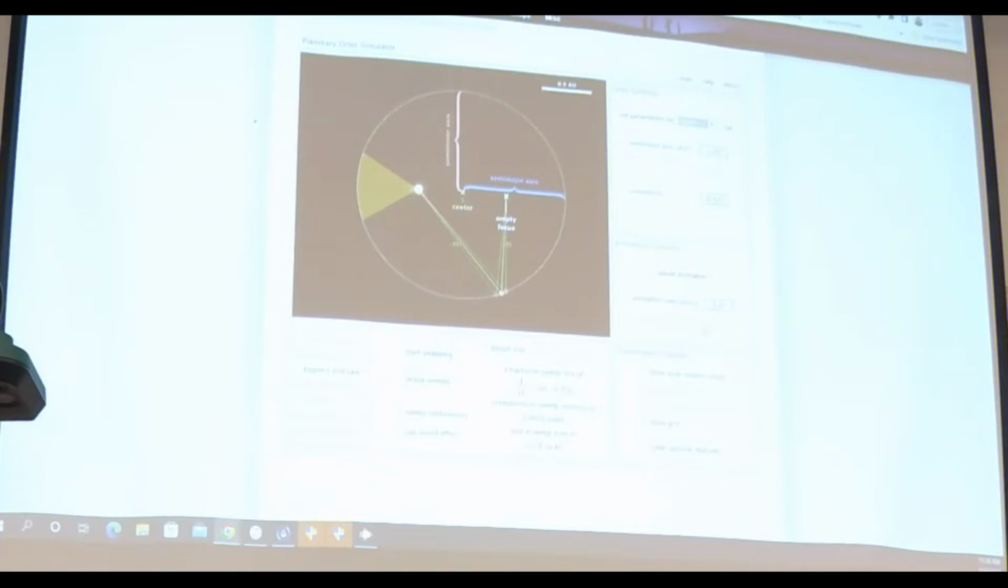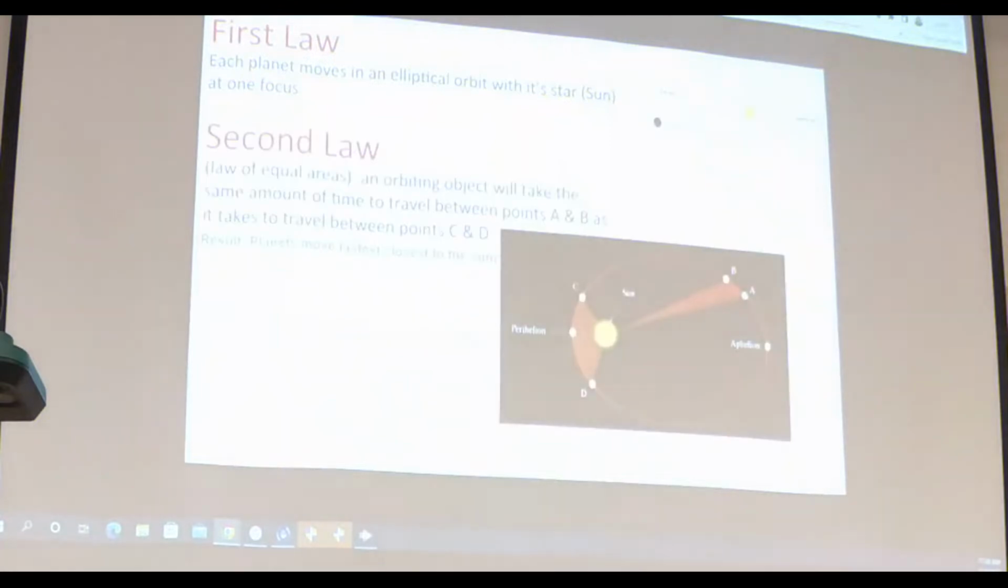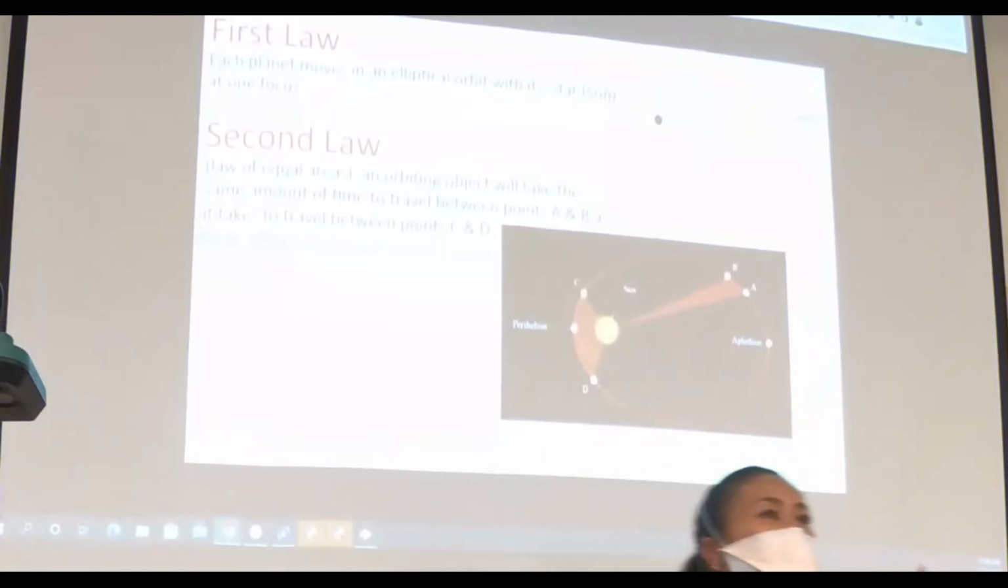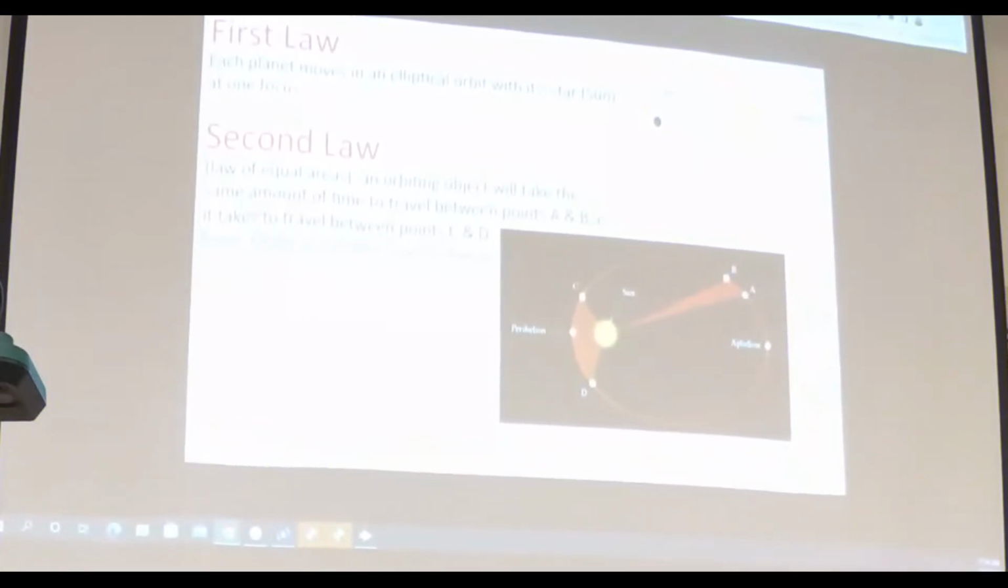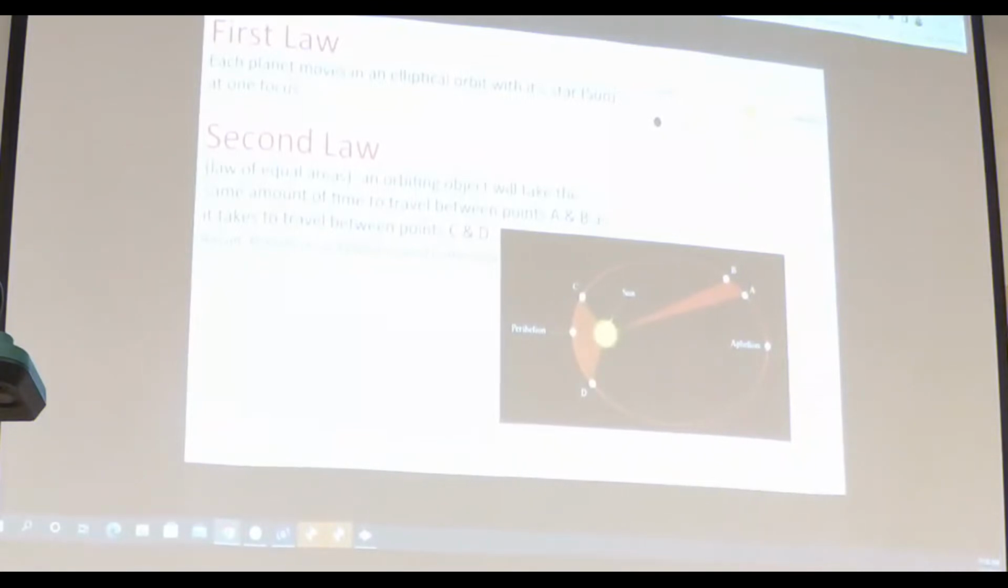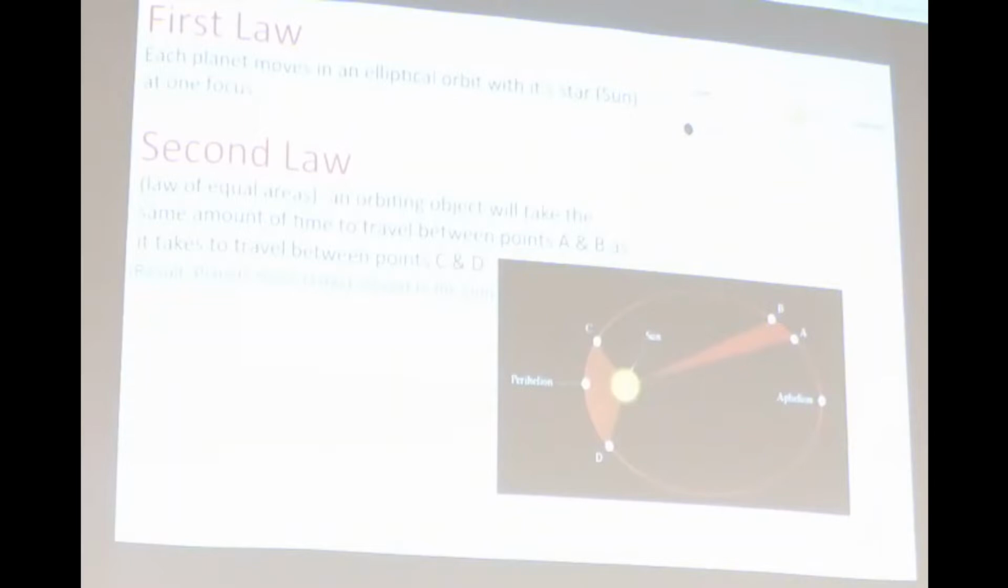Closest to the sun. So the idea behind the sweeps, and Kepler noticed this pattern, is that the amount of time it takes for the planet to cover this section is the same as the amount of time it takes for the planet to cover this section, which is representative of how slow the path is when it's far from the sun and how fast it is when it's close to the sun. So here is the second law, which states that an orbiting object will take the same amount of time to travel between these points and these points. And you can draw the diagram to help you, but basically the result is that planets move fastest closest to the sun.